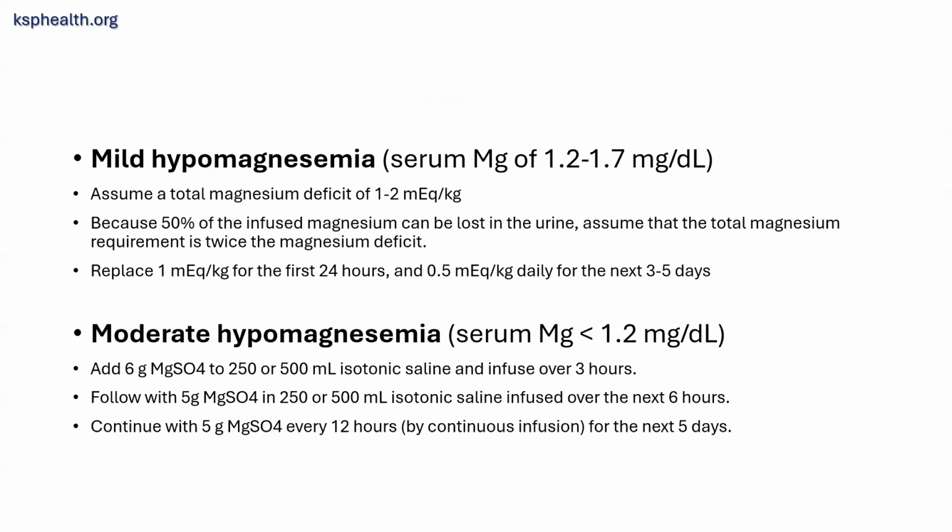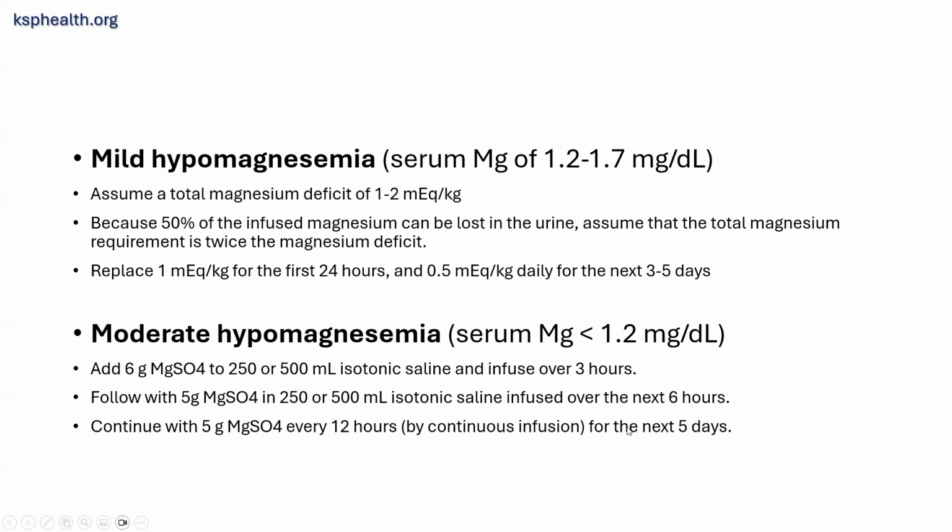So how do you treat mild hypomagnesemia? Mild hypomagnesemia is defined as 1.2 to 1.7. We replace 1 milliequivalent per kilogram for the first 24 hours and 0.5 milliequivalent per kg daily for the next 3 to 5 days. Our practice is, when it is less than 1.7, you see whether the patient has underlying cardiac disease and all those things, and we immediately give IV magnesium to correct to a normal level. We like to keep it around 2.